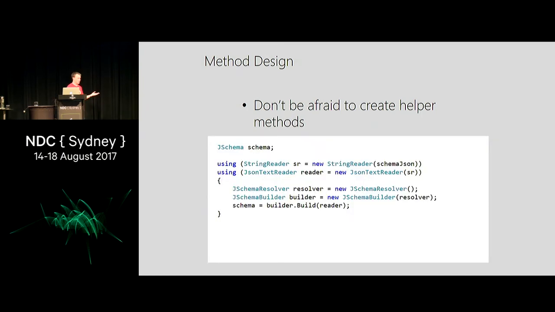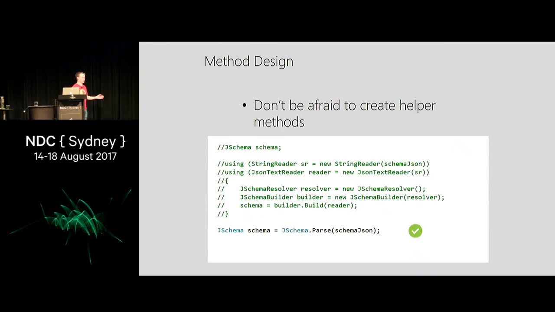In this code example, we're loading a JSON schema. This is from JSON.NET. It's a JSON schema from a string. We've got our schema JSON string. We're wrapping it in a string reader. We're then wrapping that string reader in a JSON text reader. We're building a schema builder. We've got a JSchema resolver. We're then building a JSON schema. It's all boilerplate code. We could get rid of all of that. We could introduce a JSchema.Parse method. It does exactly the same thing, but we do it for the developer, and they don't have to write it, they don't have to remember it, they don't have to learn it. We're just helping them fall into a pit of success by providing one helper method.